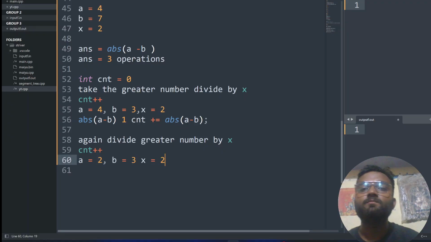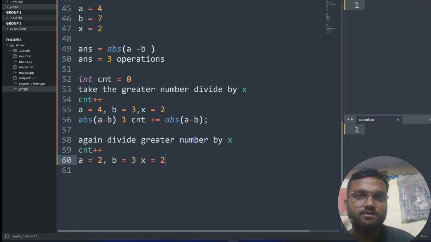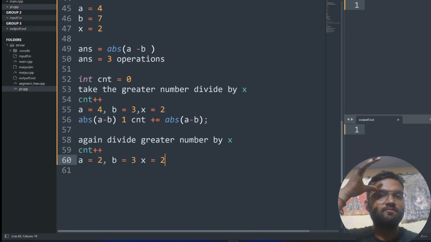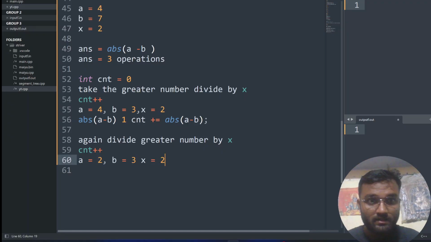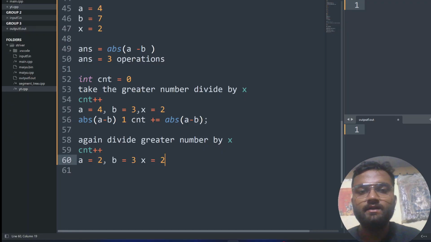In that manner we are doing something like brute force, checking all the answers that could make a and b equal and just taking the minimum one. So that is the whole idea.